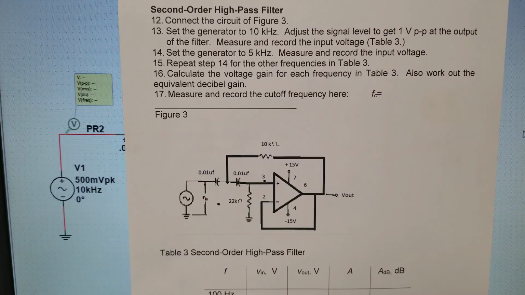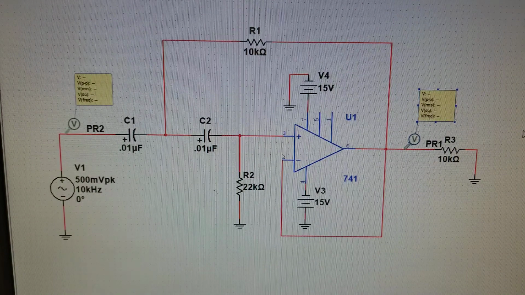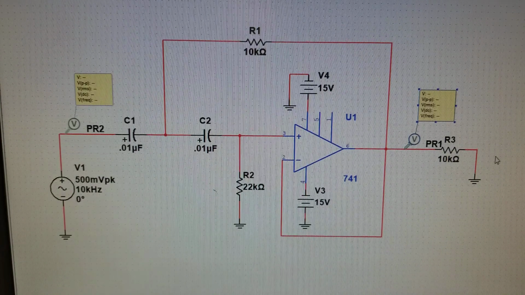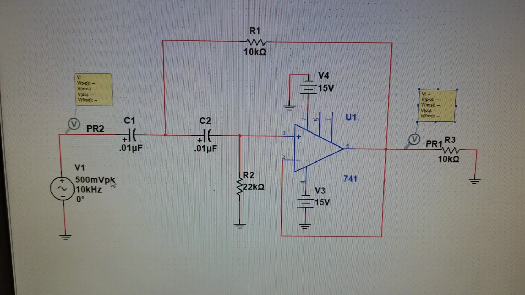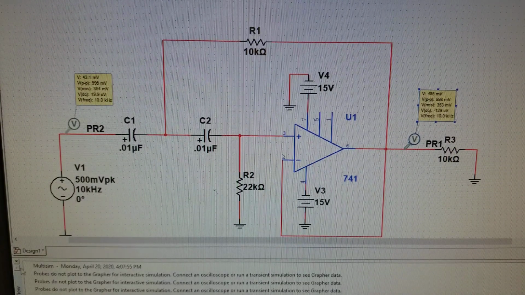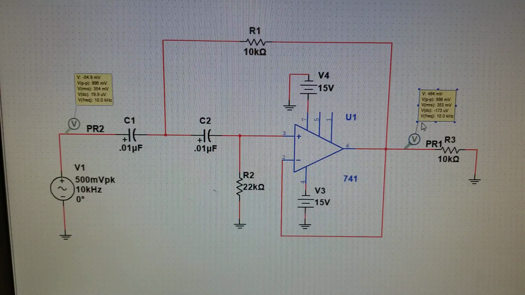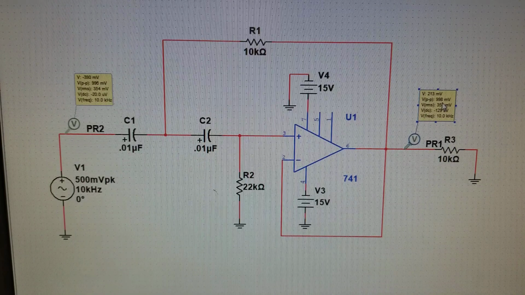So for the final circuit of Lab 8, we're going to look at a second order high pass filter. So we need to build the circuit that's in figure 3 and use the results to fill out table 3. As you can see, I've built the circuit from figure 3. So the first thing it tells us to do after building it is to set our input frequency to 10 kilohertz and then adjust so that we have an output voltage of 1 volt. And here we have it at 998 millivolts, so that's 1 volt.